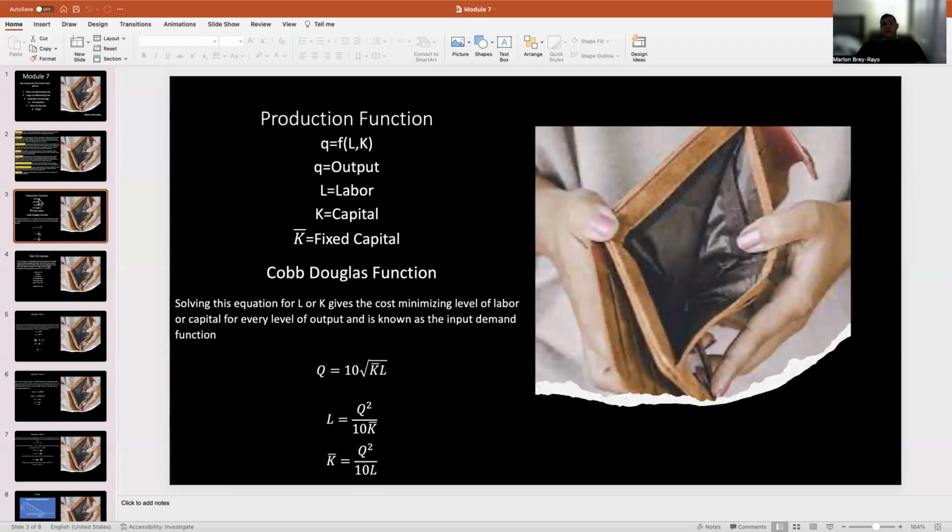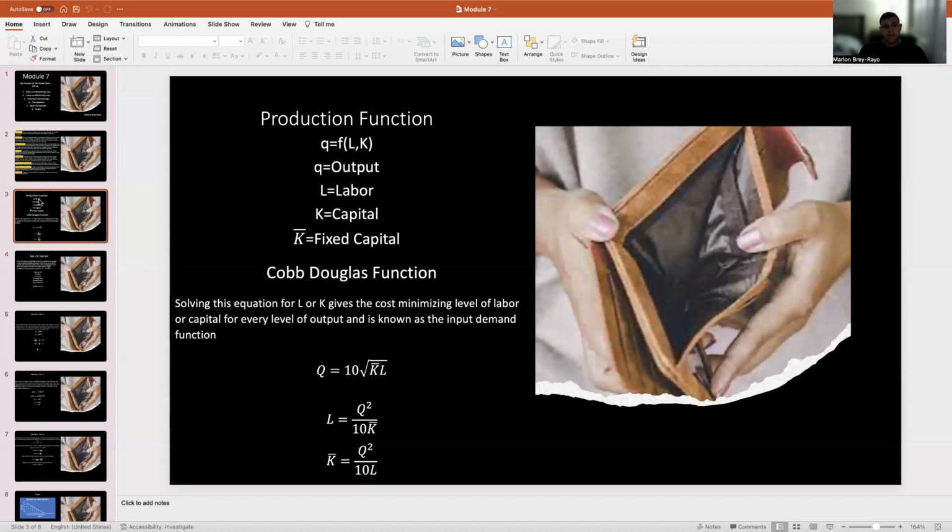Now here you have the equation for production function. You have Q equals F inside parentheses L, K. And you can see I labeled it out for you. Q is the output, L is labor, K is capital, K with, I don't know the terminology, but with the line on top, that is fixed capital. Now you have the Cobb-Douglas equation, which is one way of short run cost minimization.